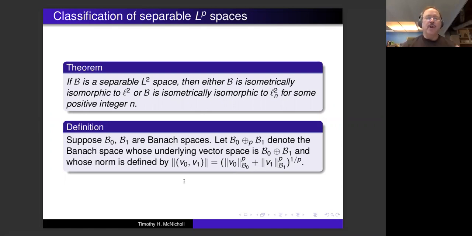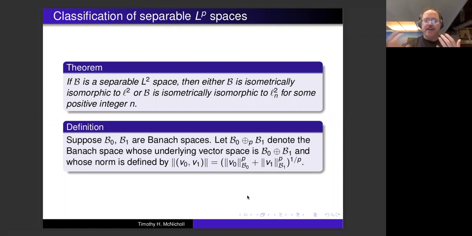Okay, what about exponents other than 2? Again, there are not too many of them, but we need a little tool now to describe them, called the l^p sum of two Banach spaces. That's the structure I'm defining here. What you do is you take your two Banach spaces, B0 and B1.